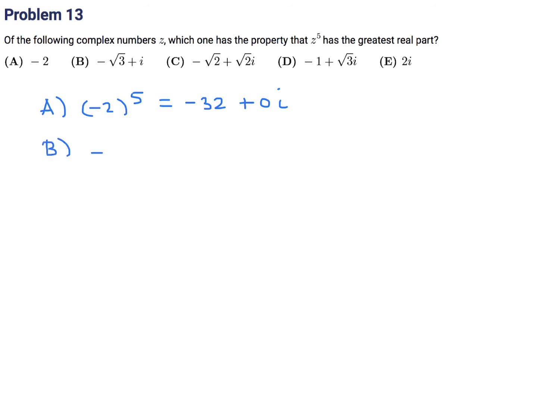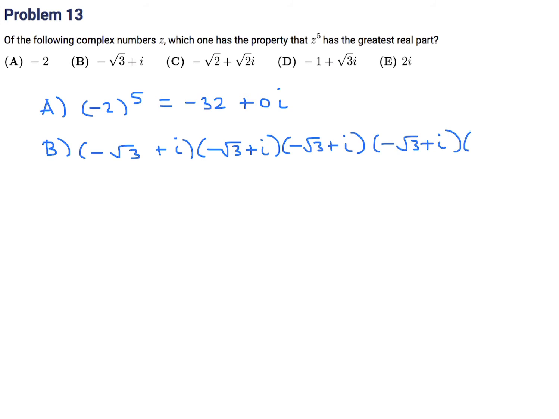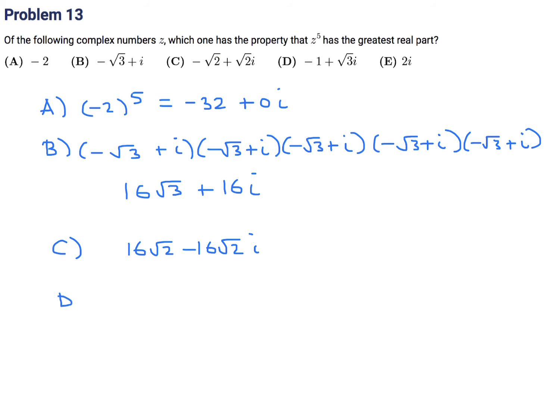B, minus 3 plus minus root 3 plus I. And we are going to the painful task of multiplying this out 5 times. And I am certain that you know how to do this, and you do not need to listen to me go through it all. When you do all this out and collect like terms, you get 16 root 3 plus 16i. And then similarly with C, when you multiply that out 5 times, you get 16 root 2 minus 16 root 2i. And then for D, you would get minus 16 root 3i.